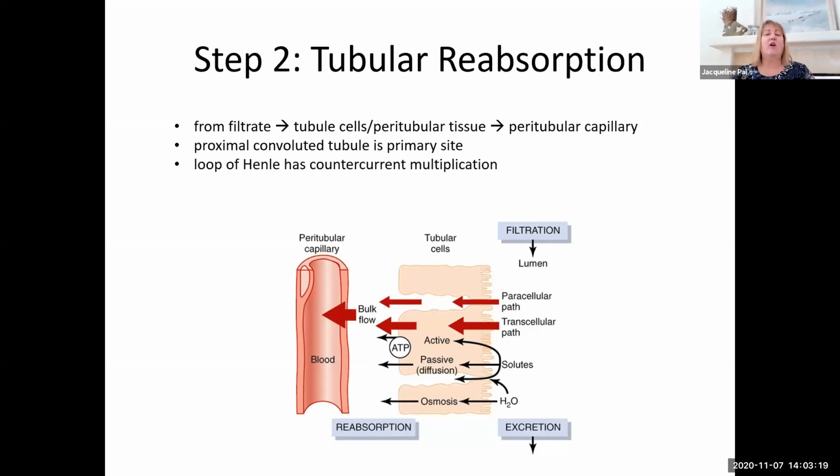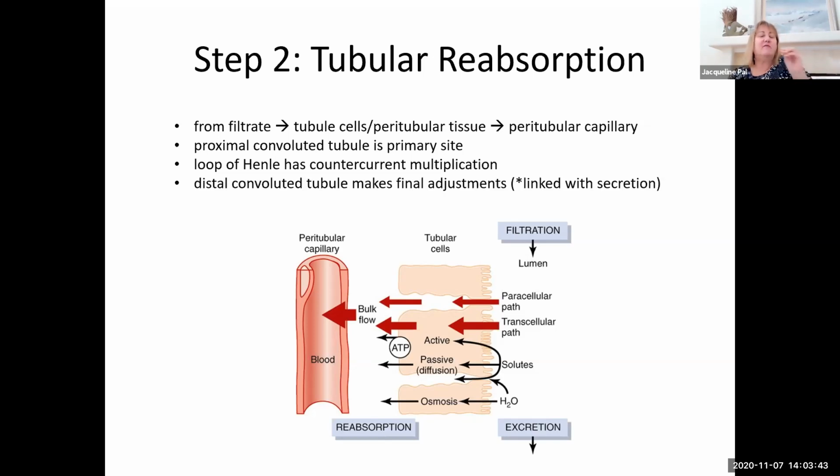As well, we are also going to involve the loop of Henle. And so, yes, the loop of Henle does tubular reabsorption, but in a physiology class, we like to talk about its specific process involved with tubular reabsorption, which is known as countercurrent multiplication. And we'll spend a lot of time going through that in detail.